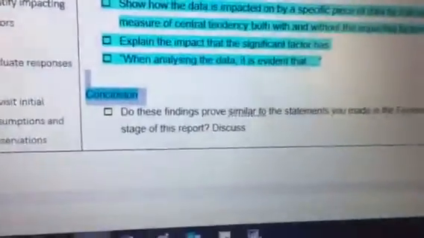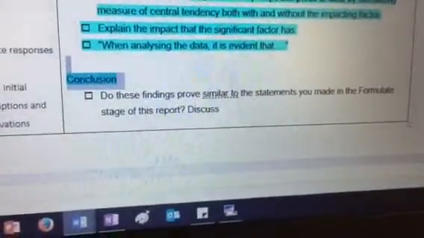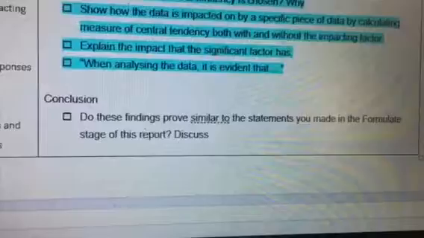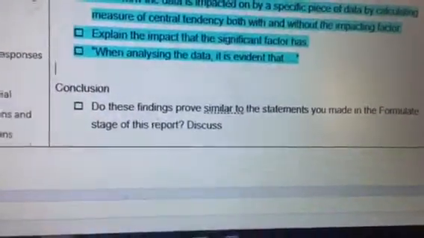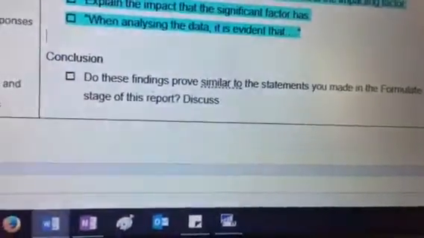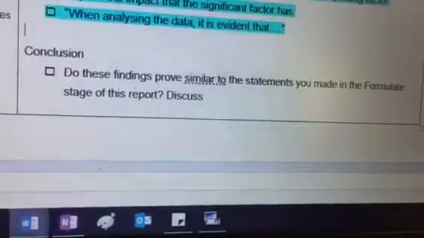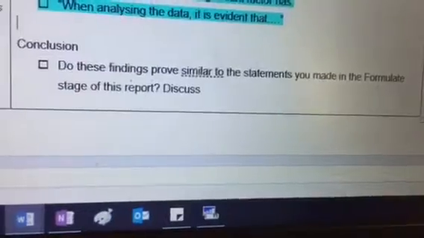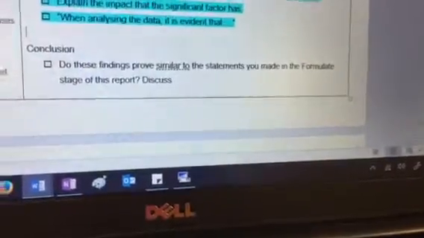So if you think about when you do a science report, at the start of your science report, you make a hypothesis or a prediction. And then at the end of your science report, you have to state whether that hypothesis or prediction was proven correct or incorrect. It's the same here. So the point of the conclusion and this last bullet point, do these findings prove similar to the statements you made in the formulate stage of this report? Discuss. So think about some of the statements you made in your formulate stage. What did you have to talk about in the formulate stage?